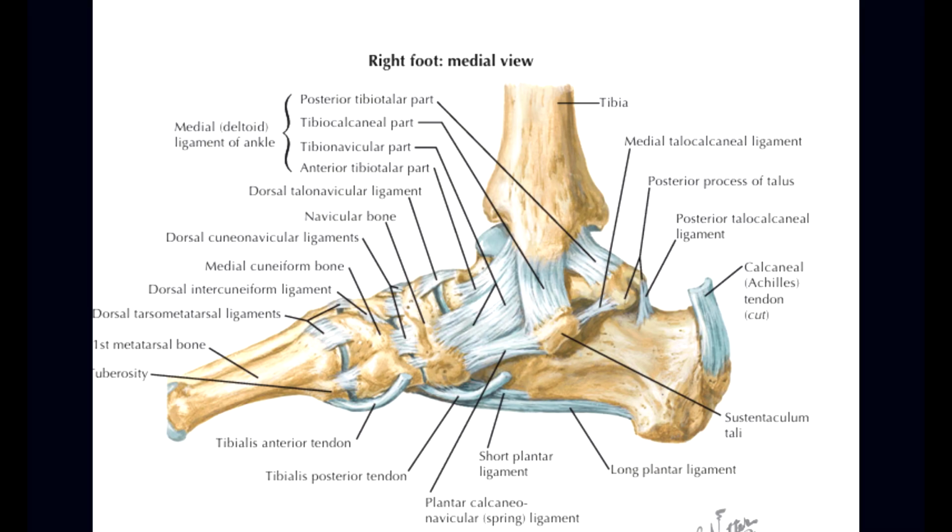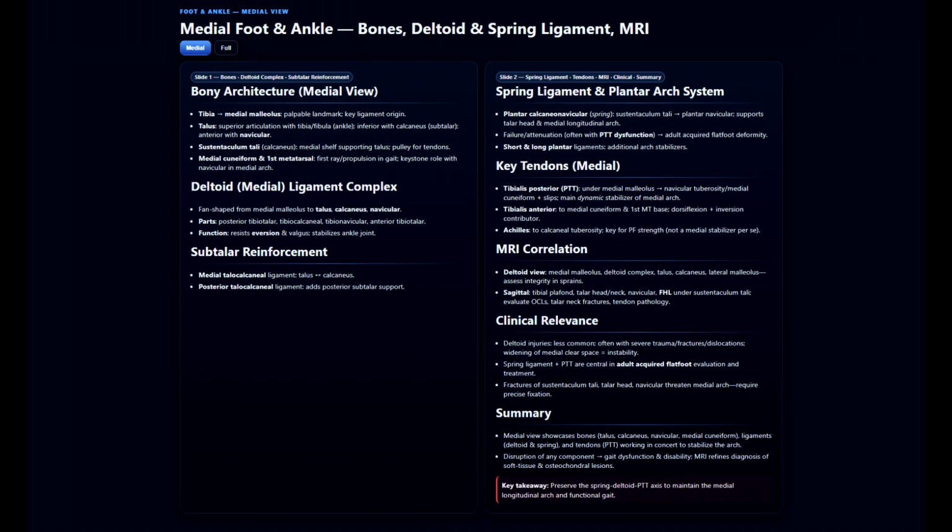Anteriorly, the talus articulates with the navicular bone, which itself is a keystone in the medial arch. The sustentaculum tali of the calcaneus projects medially, acting as a shelf that supports the talus and provides a pulley for tendons. More distally, we can see the medial cuneiform bone and the first metatarsal, structures that play a pivotal role in the first ray and in propulsion during gait.